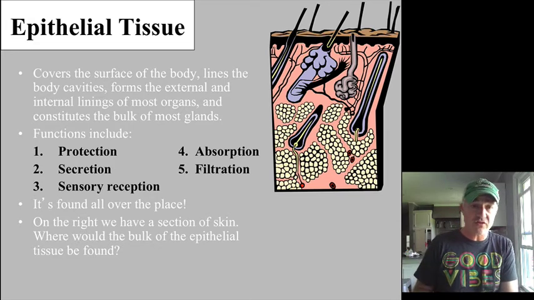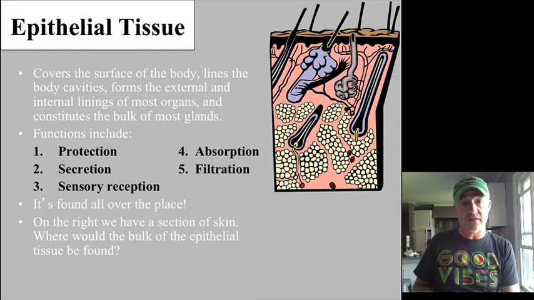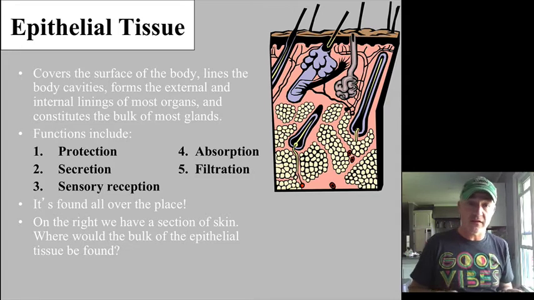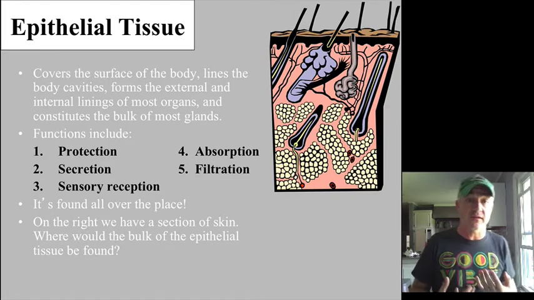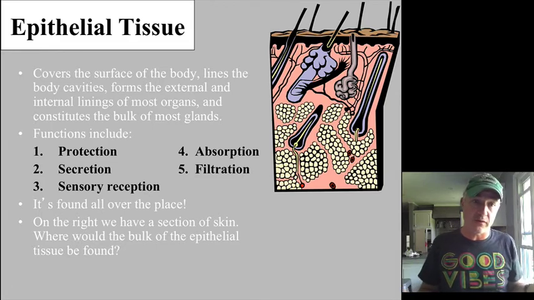So protection is one of the main things that epithelial tissue is doing. The other big things here are, it's 2 and 4 on this one, absorption and secretion. So a lot of our epithelial tissue is making hormones or other secretions, as well as lining different cavities that are going to be involved with absorbing a lot of nutrients, so the digestive tract, for example.